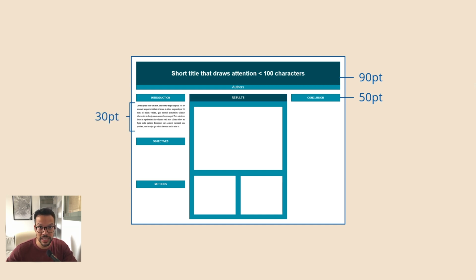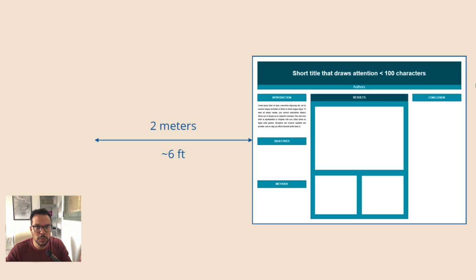Also, to increase readability, we suggest you use double spacing in your text blocks. But actually, the most important thing is that everything should be visible from 2 meters away. And a great way to test that is just put your poster on a projector and you'll be able to see if everything is visible and clear.